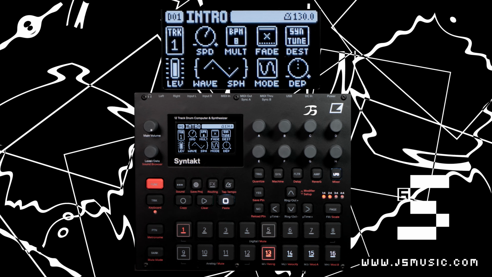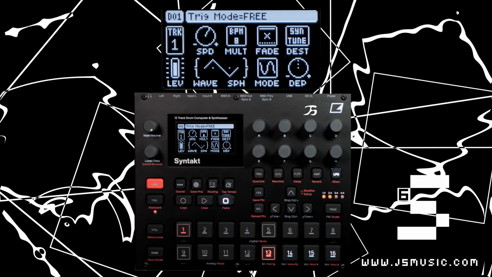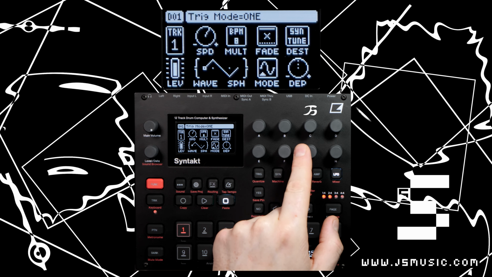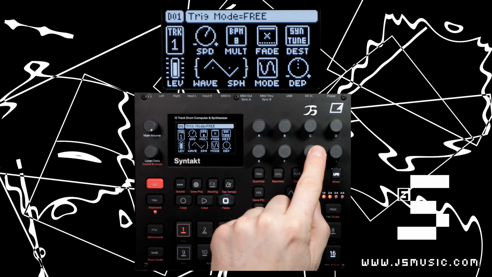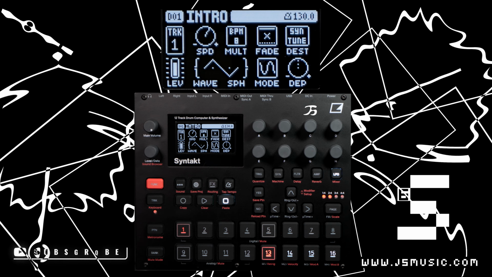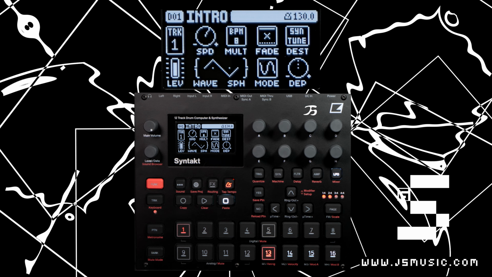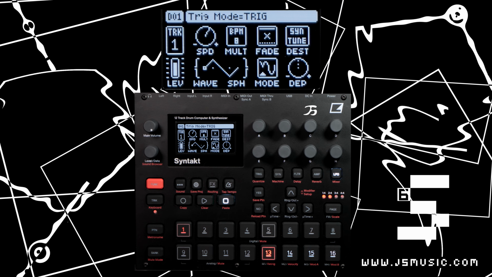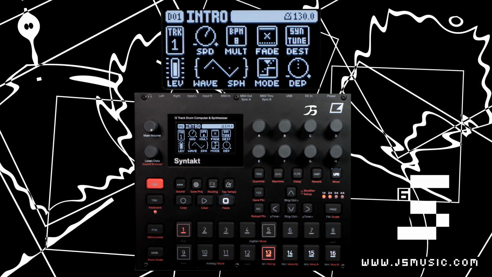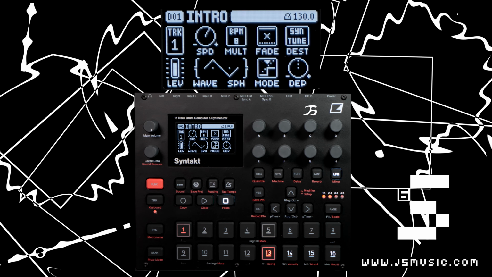The mode is a trigger mode, and this sets how the LFO will act when a note is triggered. The modes we have are free, trig, hold, one, and half. Free is the default free running mode. It makes the LFO run continuously, never resetting or stopping even if a note is triggered. Trigger, or trig, makes the LFO restart when a note is triggered. Hold makes the LFO run freely in the background, but when a note is triggered, the LFO level is latched and held until the next note is triggered.